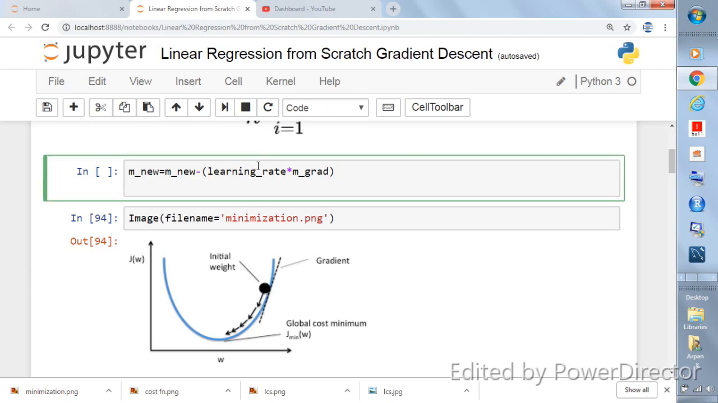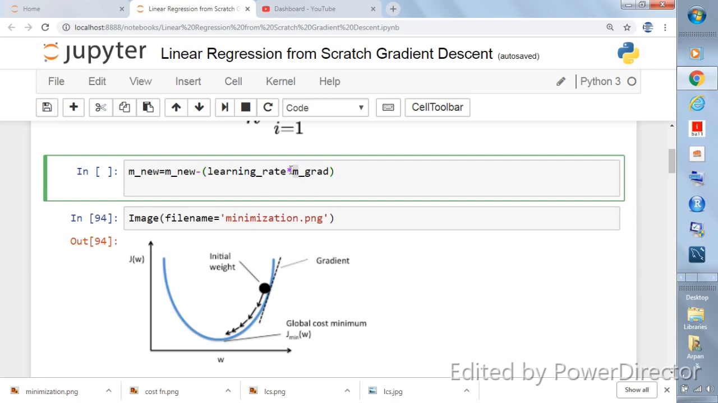But if we use this formula, we have m new at this point. What we are doing is subtracting. Learning rate is how fast you want to move on this curve, how fast you want to reach the bottom point. There are pros and cons if you choose it very high or very low, which I will explain later in other videos. This is just how fast you are moving across the curve. So m grad is the slope of the cost function with respect to m.